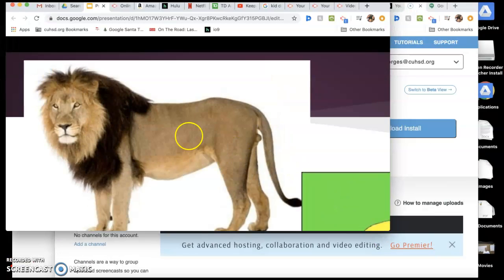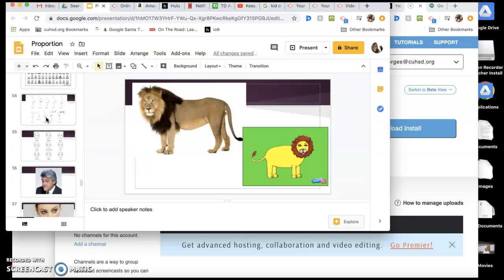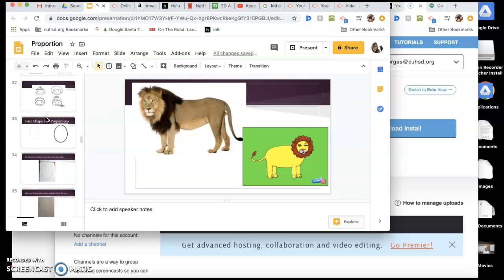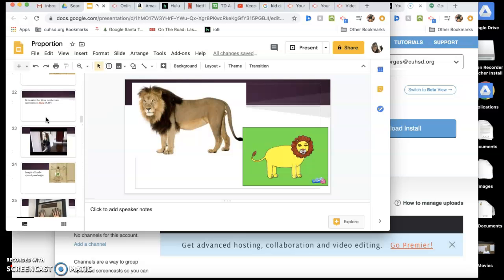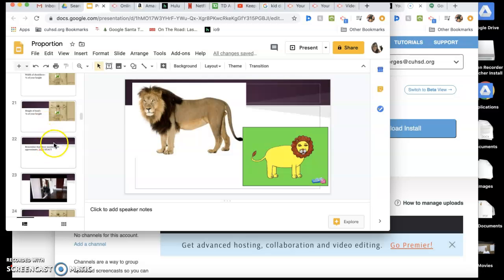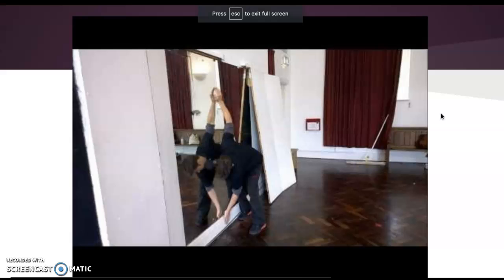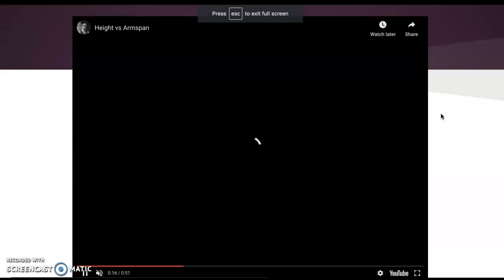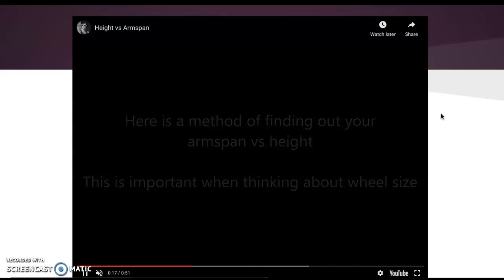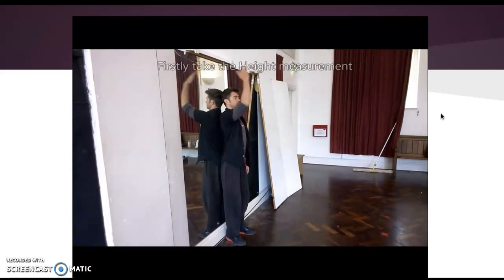Now, we have lots of natural proportions when it comes to the human body that you probably weren't aware of, so we'll talk about them right now. For example, when it comes to your height and your arm span, when you reach out your arms nice and wide, it's actually equal to your height.